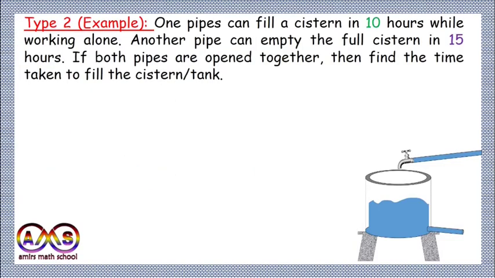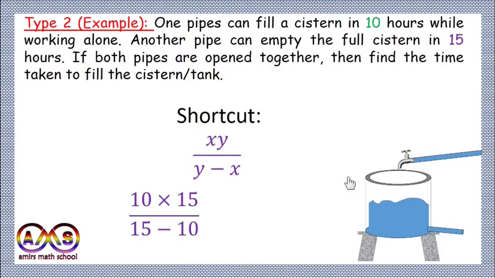So if we want to solve this problem using the shortcut rules, then the shortcut is XY divided by Y minus X. Here, the value of X is 10 and the value of Y is 15. So substitute the value of X and Y, we get the result 30. So if both the pipes are open together, then the required time to fill the tank or cistern is 30 hours.